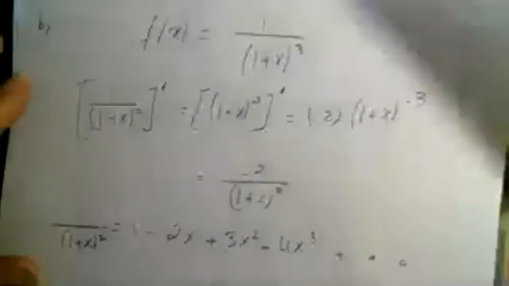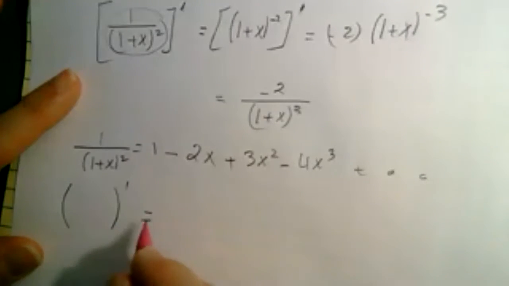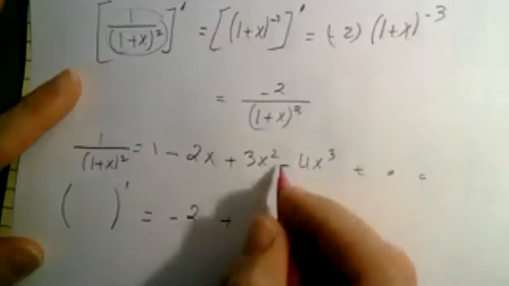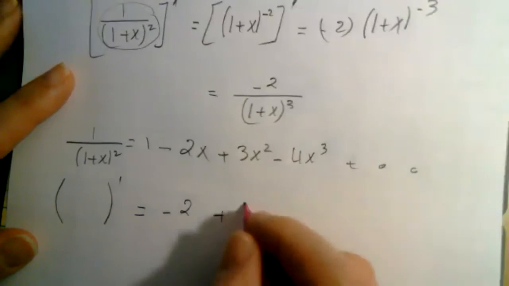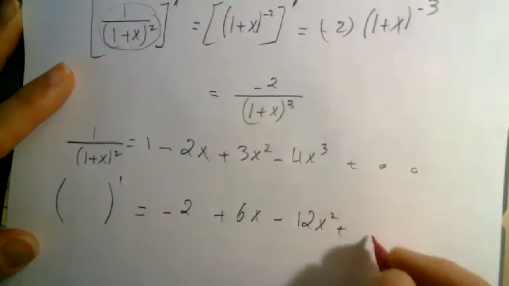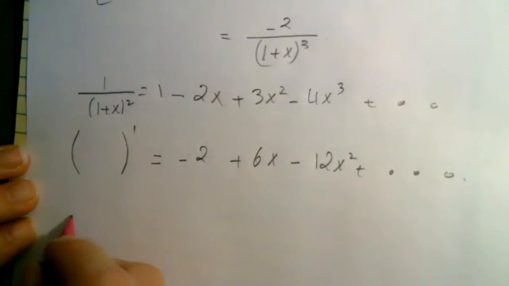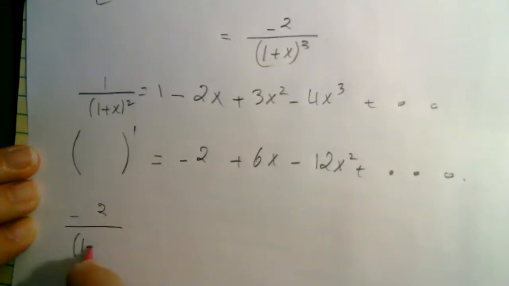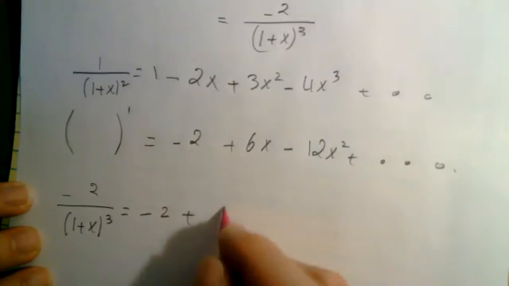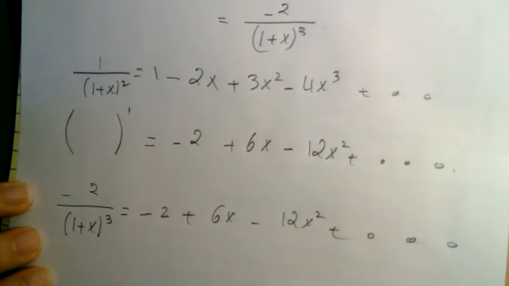So now I'm going to differentiate term by term. I'm going to differentiate this, and this is equal to the derivative of that. 1 goes away, minus 2 plus 2 times 3 x, minus 4 times 3 times 4, 12x squared, plus so on. It means that minus 2 over 1 plus x to the power 3 is going to give me minus 2 plus 6x minus 12x squared and so on.